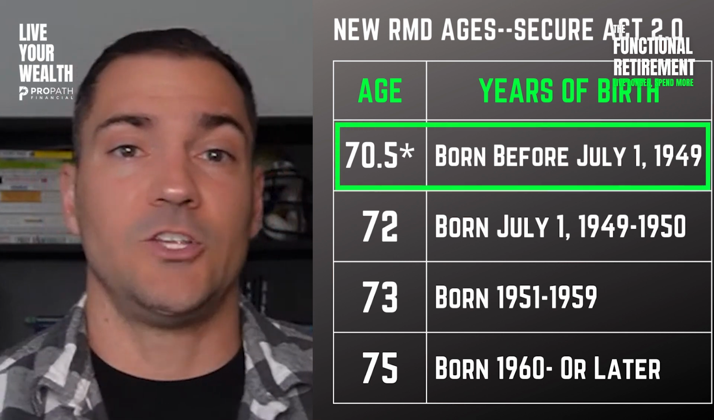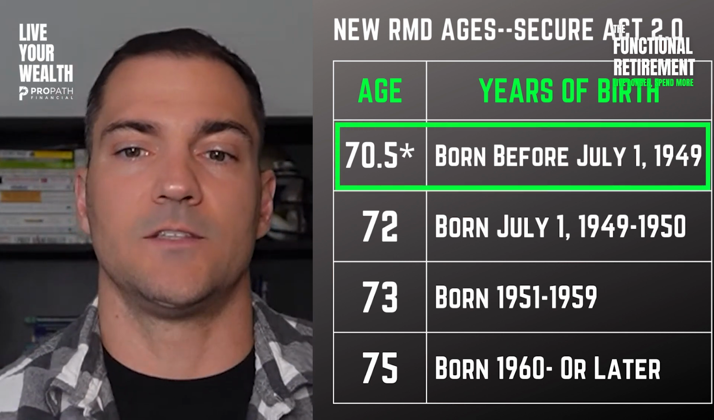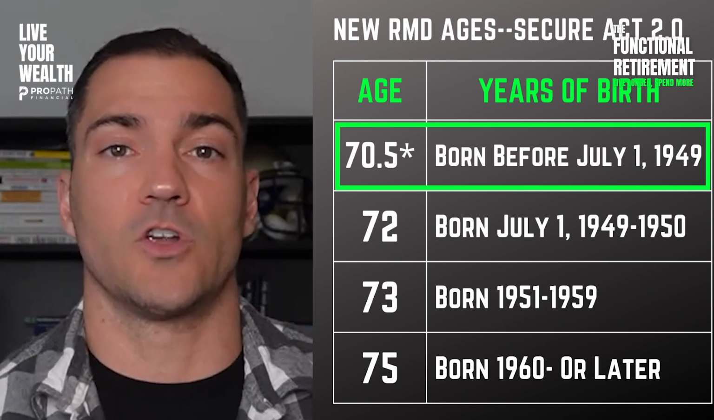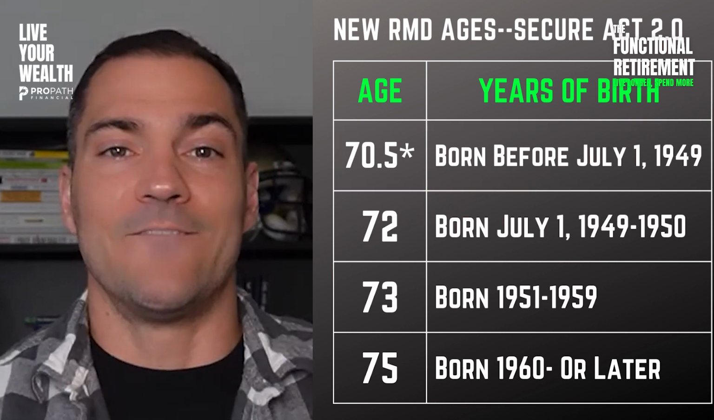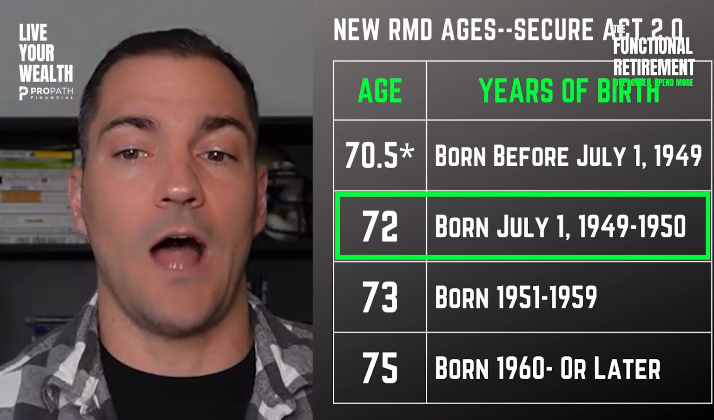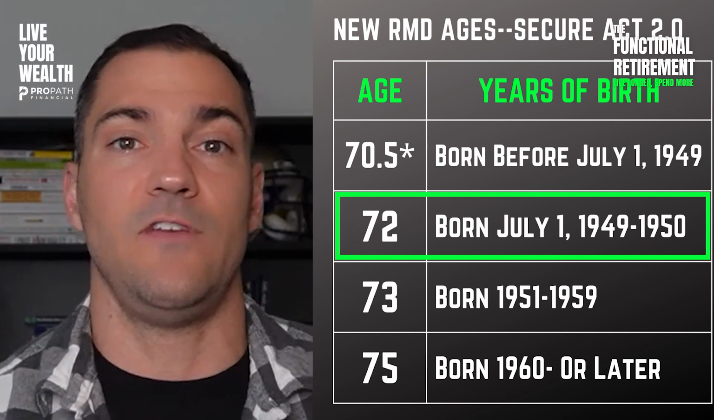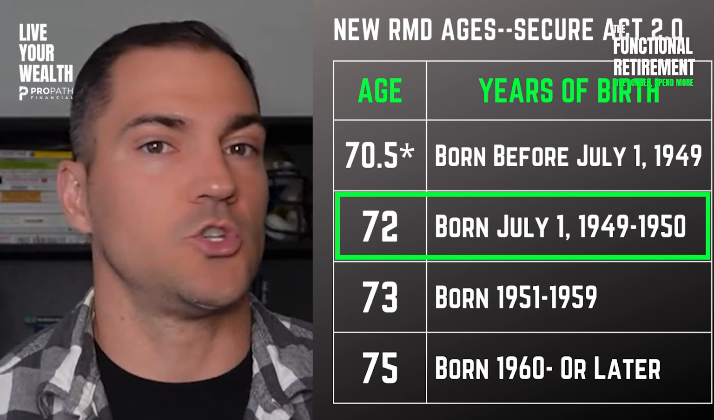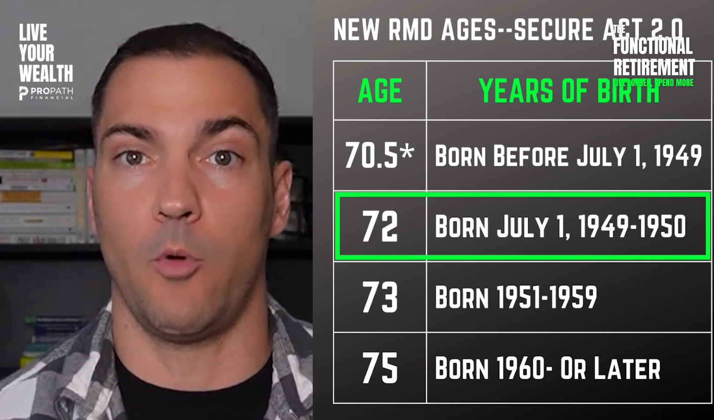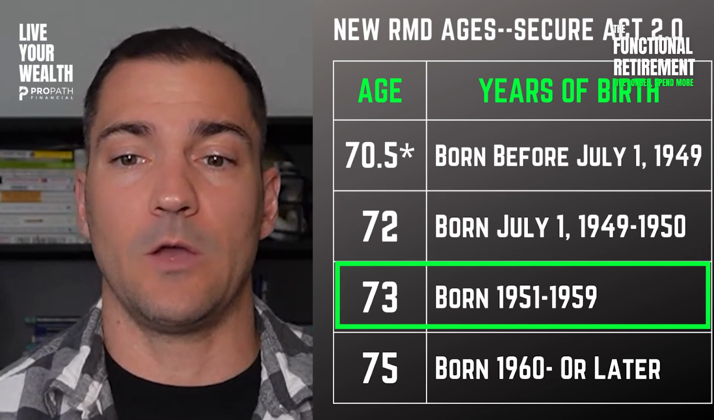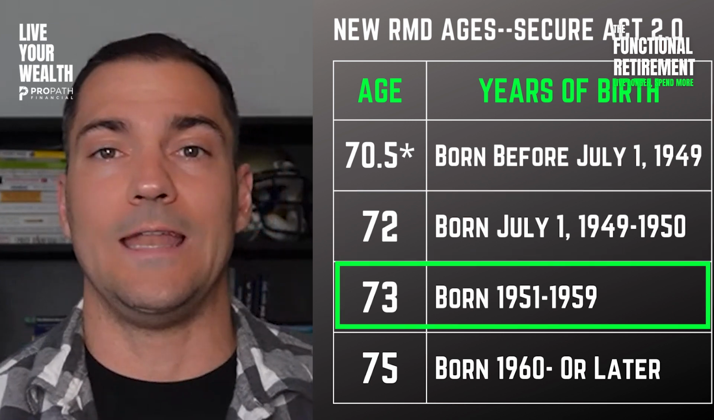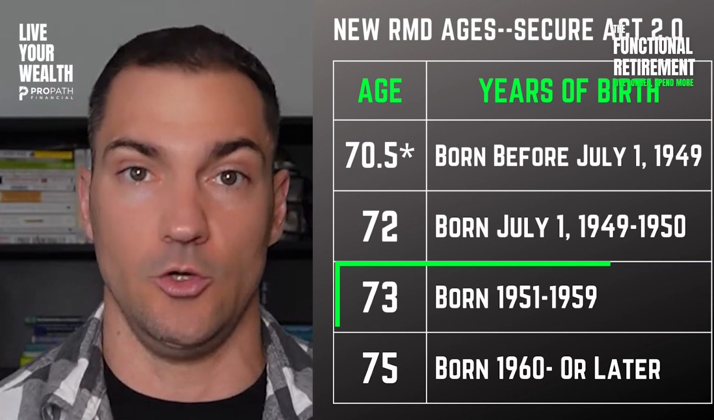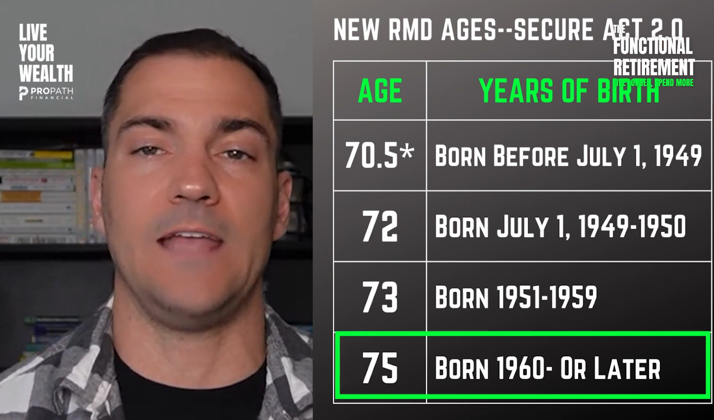First at the top, age 70 and a half. The only reason I put this up there is just to stay consistent. If you started your RMDs, you were born before July 1st, 1949, you just continue on as normal. For age 72, you had to be born July 1st, 1949 to 1950. That is what applies to age 72 RMDs. So it's just that weird window because of Secure Act 1.0 from 2019. Age 73 is the big one. If you're born between 1951 and 1959, most likely your RMD is going to be in the year that you turn age 73. The last age is age 75 if you're born 1960 or later.